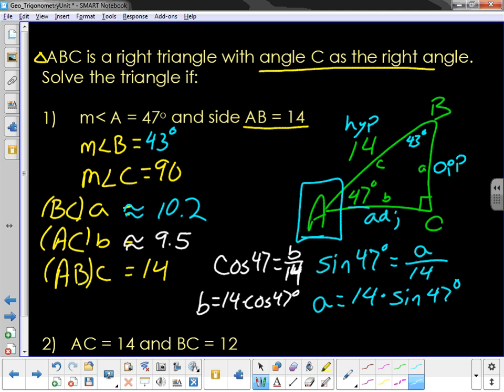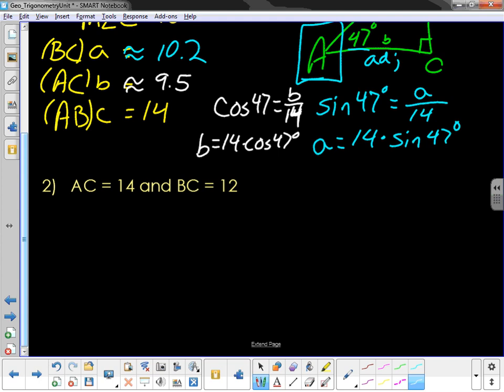Now we could check it and take 9.5 squared and add it to 10.2 squared and see if it gets really close to 14 squared. We know it's not going to be exact because we had decimals that ran on forever. But there we solved triangle ABC. Now what about this case here?